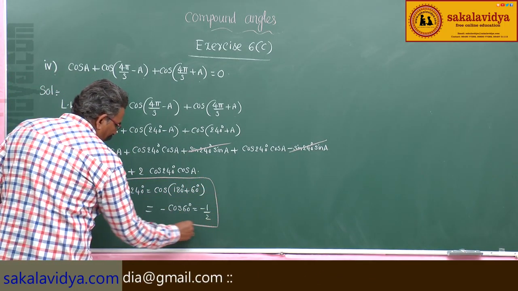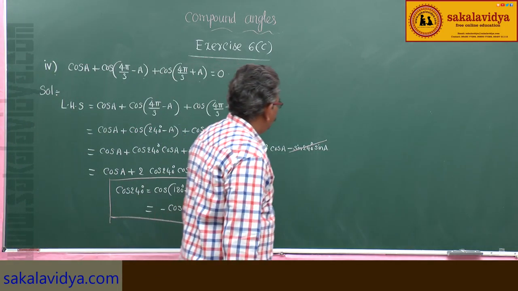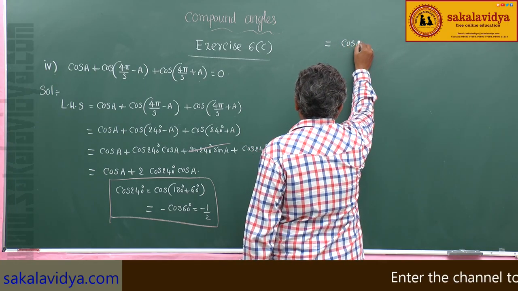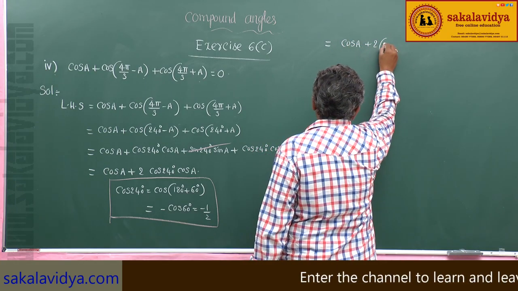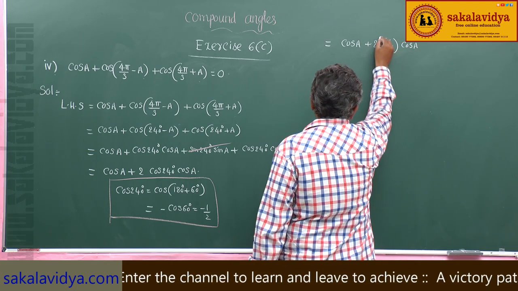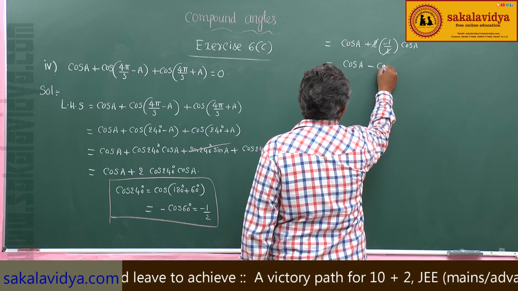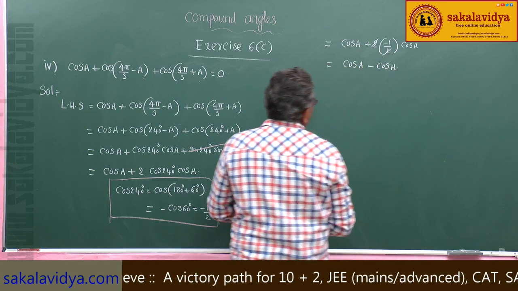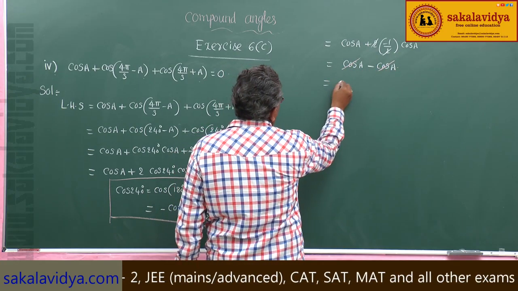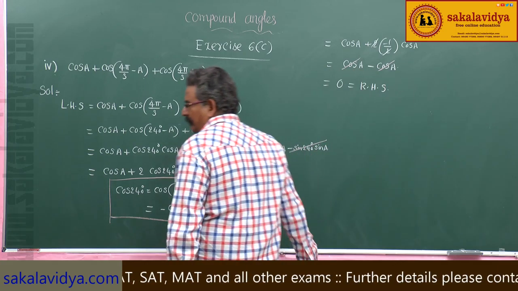So we get now cos A plus 2 multiplied by minus 1 by 2 cos A. The 2 gets cancelled. So cos A minus cos A, again these two get cancelled. Cos A minus cos A is 0. So this equals the RHS. This is proved. Next one.